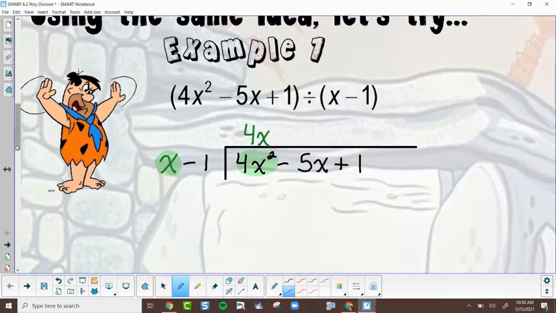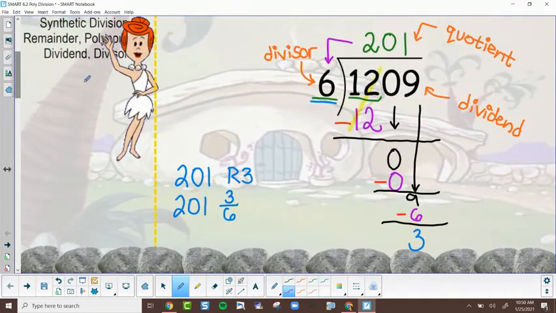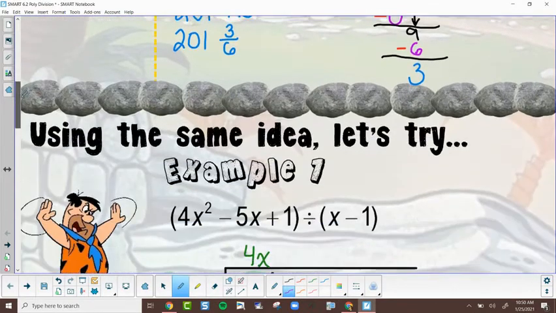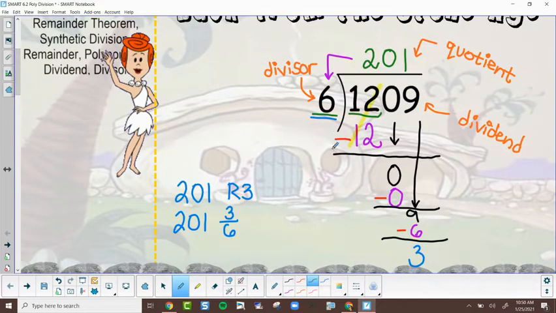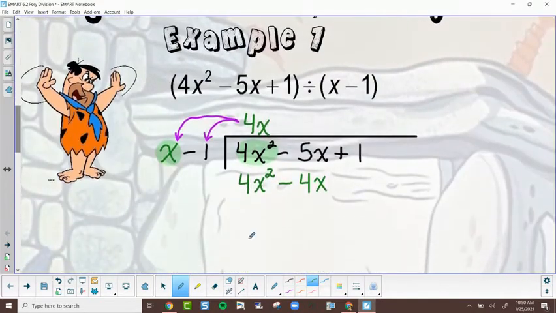4x times. And what did we do with the long division? Well, we multiplied 2 times 6. So you're going to do the same thing here. We're going to multiply. The tricky thing is there's this piece and there is this piece. So you are going to have to multiply 2 different times to get a 4x squared and then minus 4x, okay? And then what did we do with the long division? Then we subtracted them. There's that red minus sign. So we're going to do the same thing here. We're going to subtract, and it is this whole entire piece.